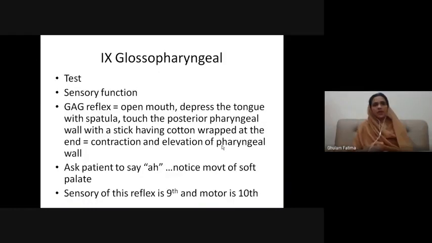So this is the gag reflex. The gag reflex has dual functions: sensory is the ninth, and motor is the 10th. So in this way, the ninth and 10th are both checked through the gag reflex, and the ultimate result can be contraction and elevation of the pharynx. On the other hand, you can simply ask the patient to say ah, and you have to notice the movement of the soft palate. Again, in saying ah, the patient can show movement of the soft palate.